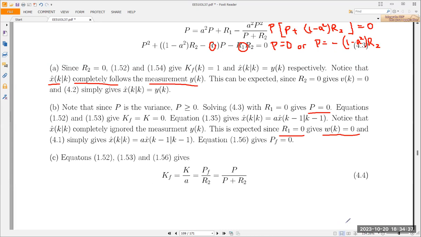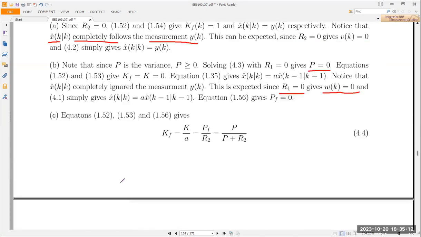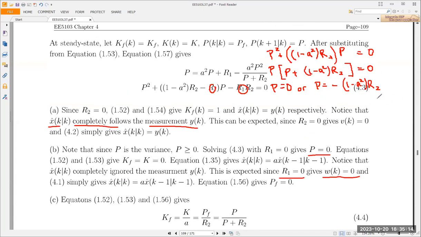All right. So now you see the two extreme cases. So C, you then look at 52, 53, and 56, you will get this. So again, it is algebra, so nothing much to say. You look at these three equations, you will find that they will give you this. Then after that, 43 will give this. 43 is this one. This is 43.